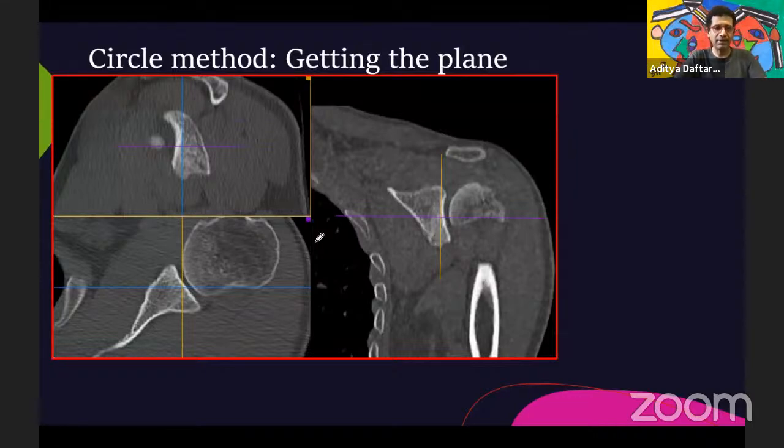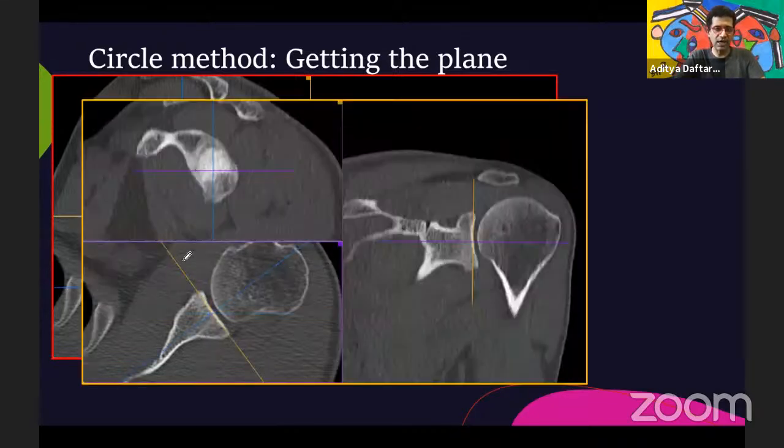And in order to get the plane right, this is typically what a normal shoulder would be, and these would be the typical axial and coronal planes that you would get by default. These are just orthogonal axial, sagittal and coronal planes. So the first thing you need to do is rotate the plane so that it runs parallel to the glenoid at the level of the mid glenoid.